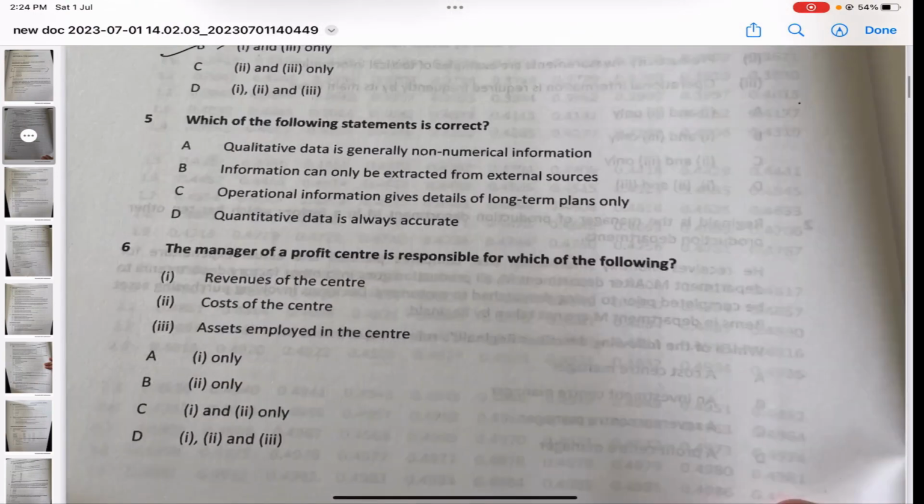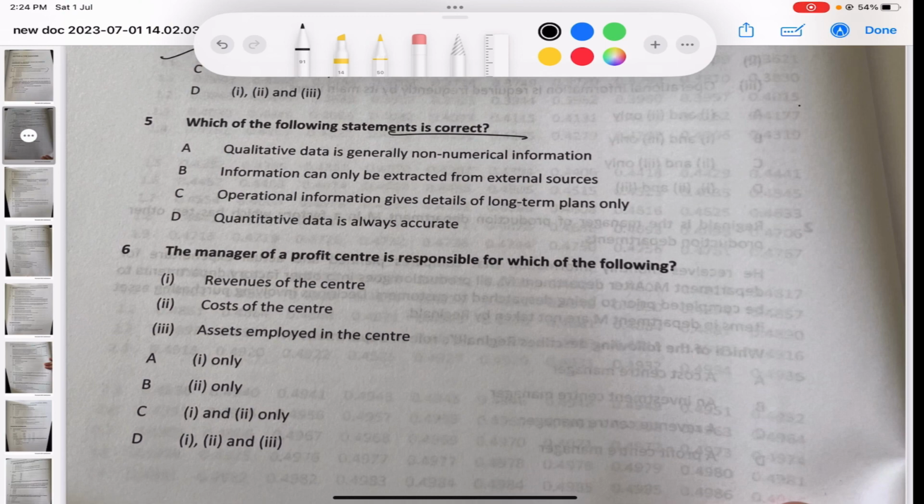Okay. Which of the following statements is correct? Qualitative data is generally non-numerical information. Information can only be extracted from external sources. Incorrect. And even operational information gives detail for long-term plans only. Incorrect, because operational is for day-to-day business, right? We saw that it is the lowest level of management. Quantitative data is always accurate. There is nothing like that. So my answer is A. Only this gives me the correct definition.